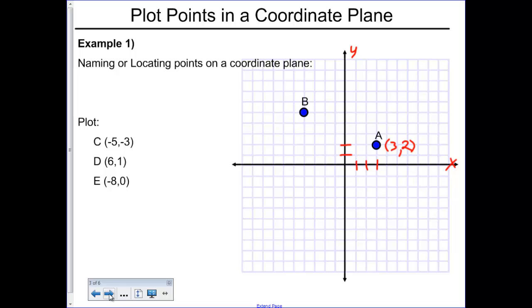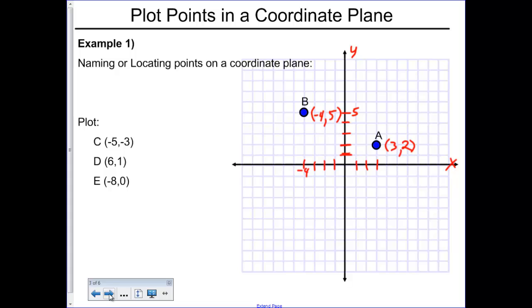We're going to do the same thing for B, point B. So I'm going to create my x and y ordered pair. We're going to do x first, which is 1, 2, 3, 4, but this is in the negative direction, so that would be negative 4. And 1, 2, 3, 4, 5, positive 5 for y. So the coordinates for point B would be negative 4, 5, x followed by y.